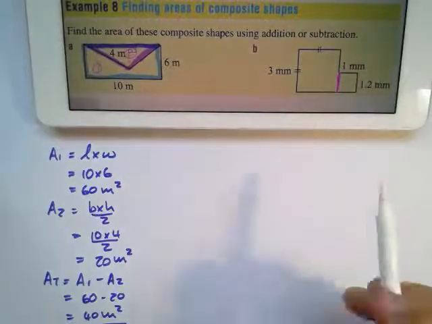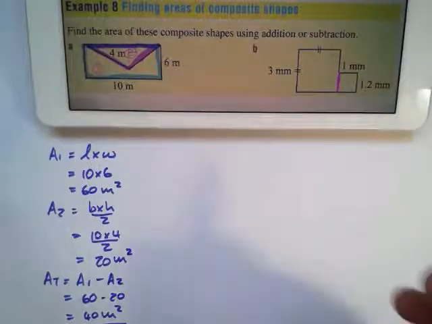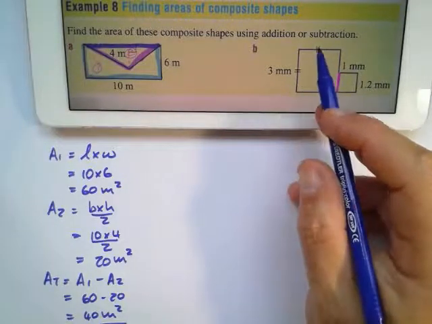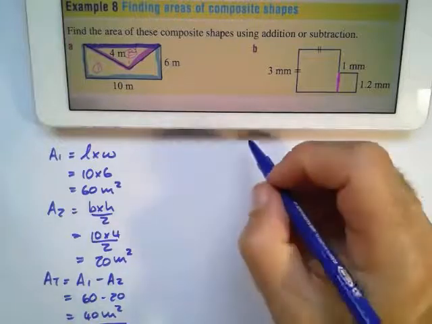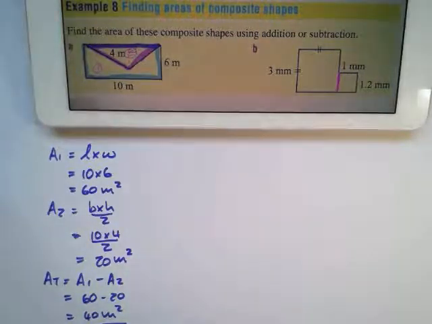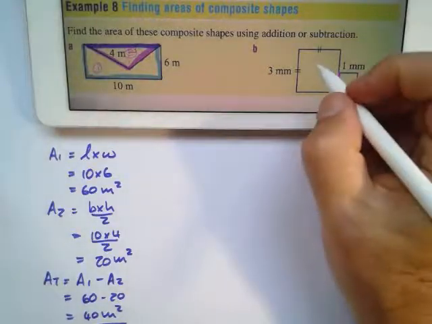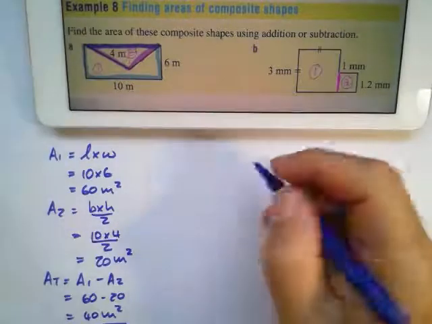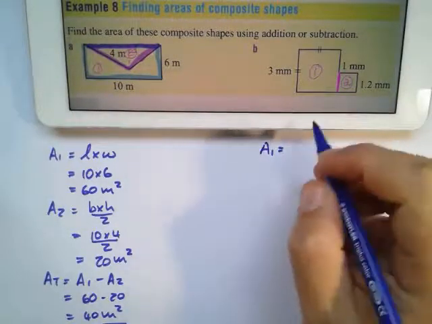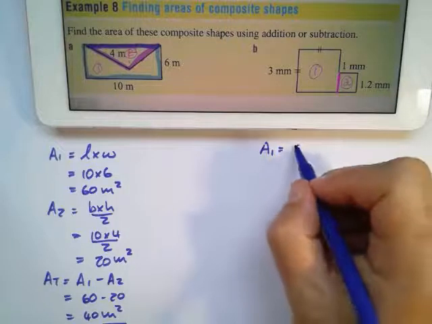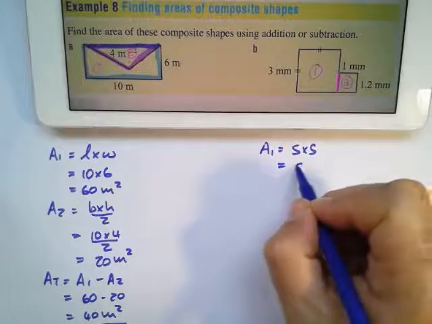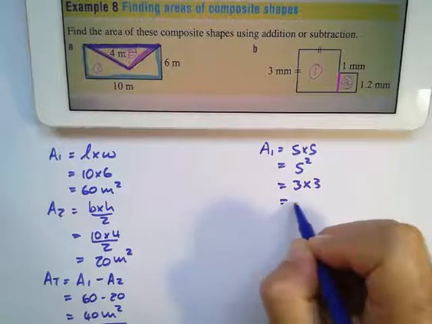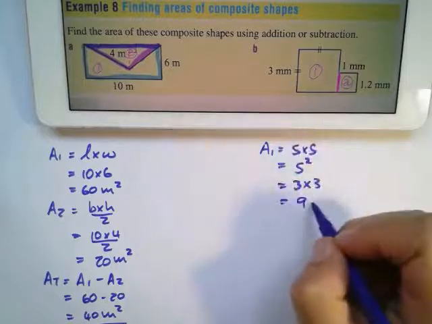I've got the 3 by 3. Now I haven't covered that, but a square is just side times side, length times width. And it is a side which is the same as that side, which means that area 1, remember on my sketch I'm going to mark this, I'm going to say this is area 1 and this is area 2. Area 1 equals side times side, which gives us side squared, which is 3 by 3, and that equals 9 millimeters squared.